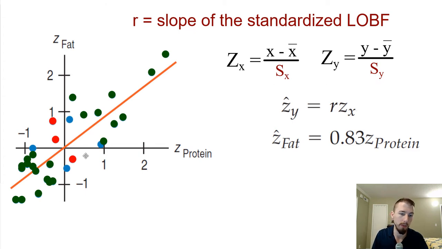So if one of them was spread out wide, when we divide it by that larger standard deviation, the empirical rule is going to be followed here with z-scores. Same thing with the standard deviation for the y.